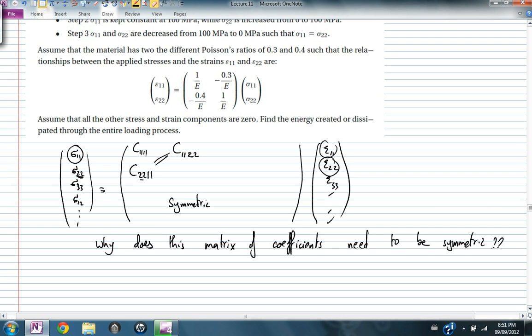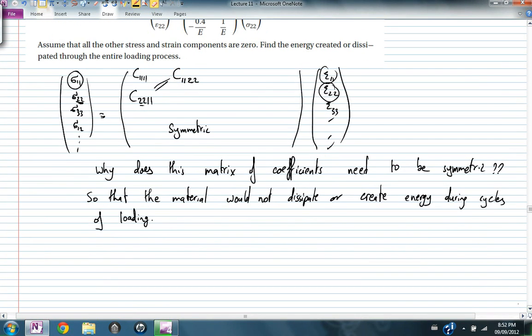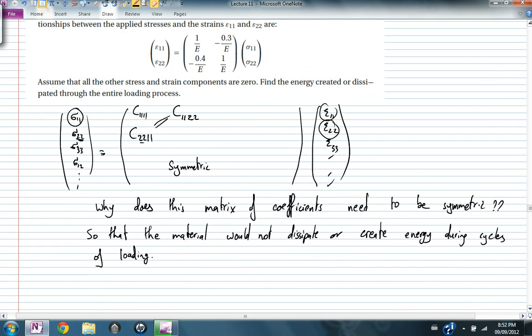And we said at the beginning of this chapter that this is symmetric so that the material would not dissipate or create energy during cycles of loading. So let's explore the idea. Let's try a material. Let's read what this problem states.